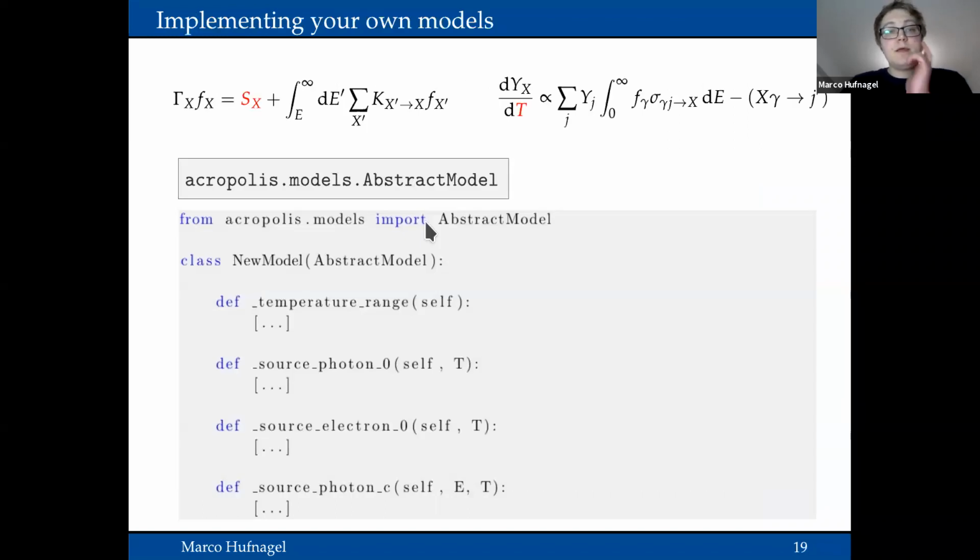Yeah. But then finally, if you really want to implement your own model, then you might think, well, it's not in ACROPOLIS, so it might be a little bit too difficult, so I don't do it.